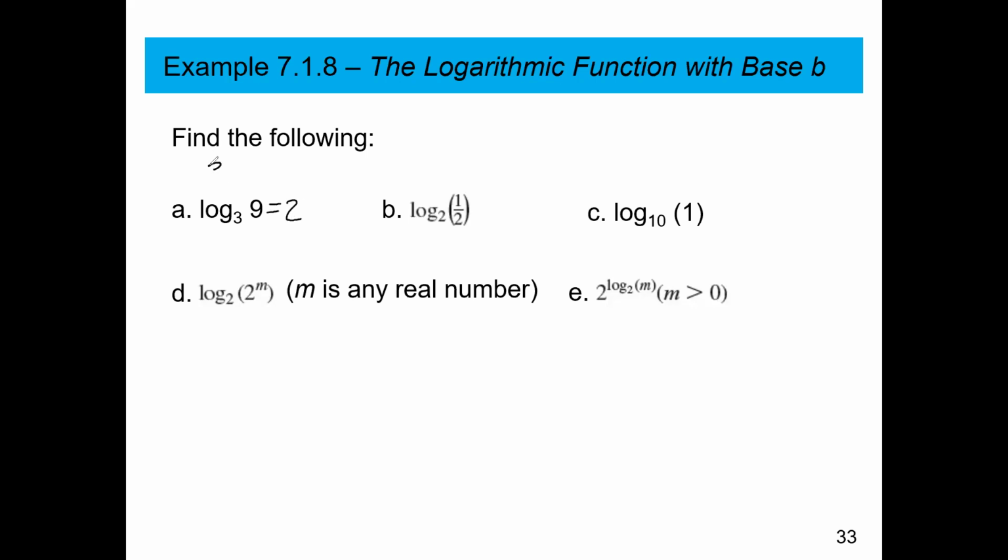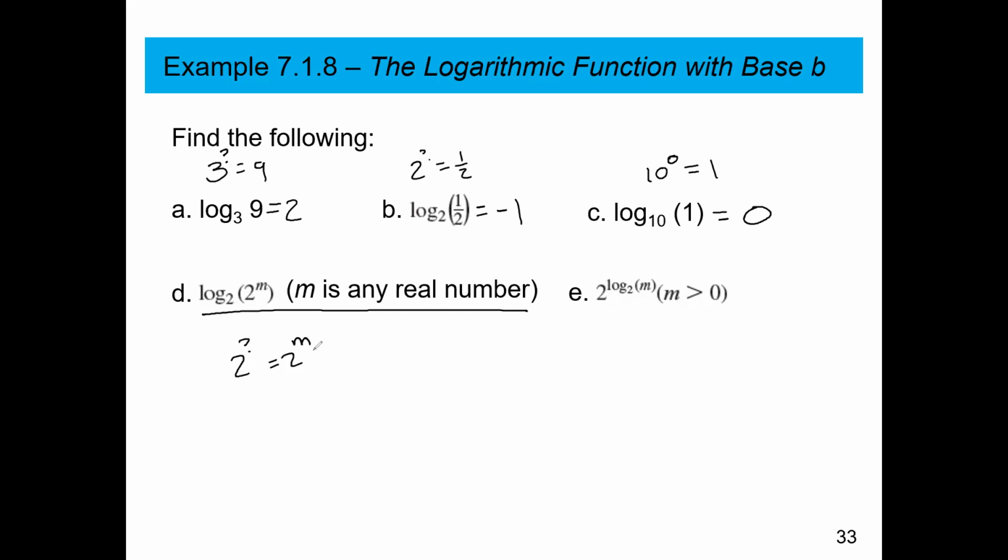Because again, I'm asking the question, it's the same thing as 3 to what power equals 9? And this one is 2 to what power equals 1/2? Well, going back again to algebra, that's -1. This would be 0 because 10 to the 0 power equals 1. Now, this is an interesting one. What's log base 2 of 2 to the m? So it's 2 to what power equals 2 to the m? Well, obviously that is m. And that's kind of where it gets kind of cool.